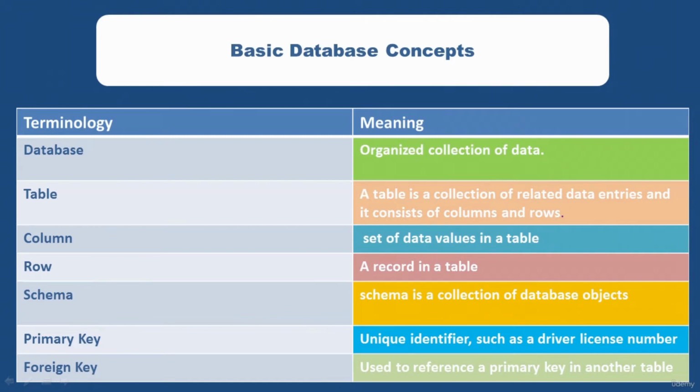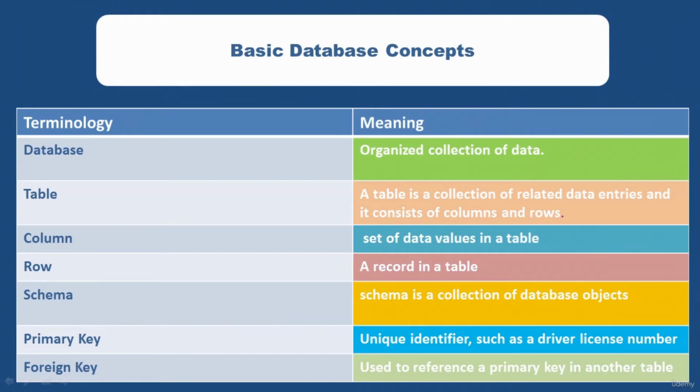Primary key. A primary key is a unique identifier, such as your driving license number or your health insurance record. It is a unique identifier that is used to identify unique records. So no two people can have the same records. So you are able to enforce that using a primary key.